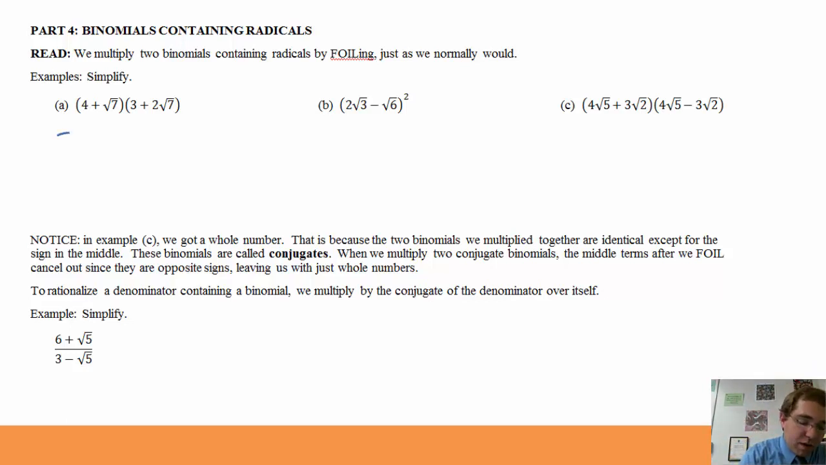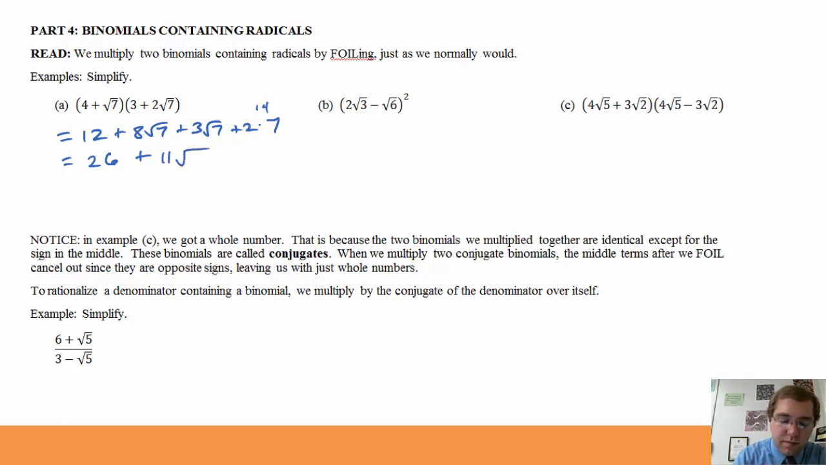So we FOIL. We're going to take 4 times 3, and that's 12. We'll take 4 times 2 radical 7, and that's 8 radical 7. We'll take radical 7 times 3, and that's 3 radical 7. And we'll take radical 7 times 2 radical 7, which is 2 times radical 49, which is 7. Okay, so I've got 12 plus 2 times 7 is 14, so the 12 and the 14 makes 26, plus 8 radical 7 plus 3 radical 7 makes 11 radical 7. So I FOIL it and I combine like terms, just like normal.